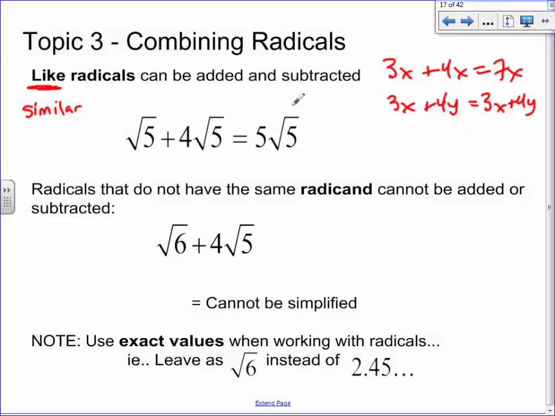Today, what I want to work on is how to combine radicals in many different ways. We're going to start by talking about how to combine like terms. Eventually, we're going to do things where we multiply and divide as well. So let's start with this first slide here.